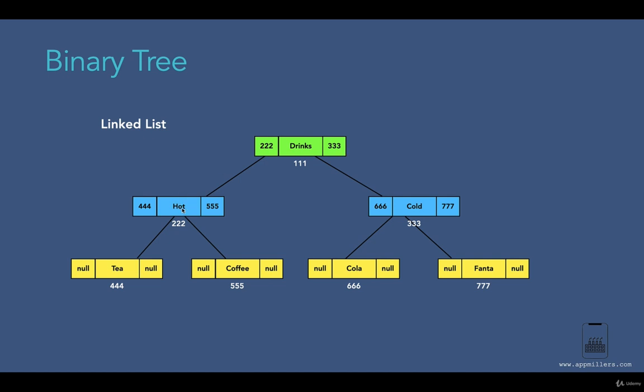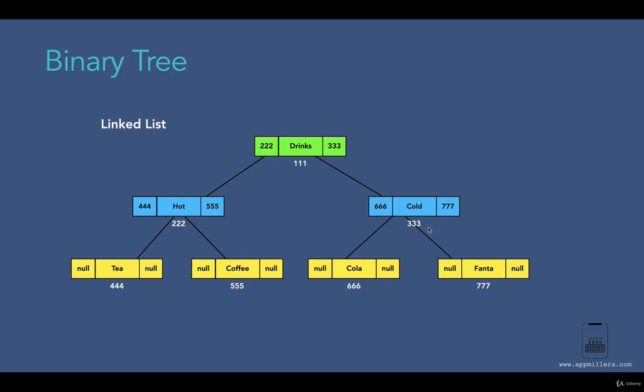Now if we continue to this node, we see it also has two children. Hot has children tea and coffee. The physical location of the tea node is 444, so on the left pointer of hot we have 444, and the physical location of the right child, coffee, is 555. That's why in hot at the right we have 555. Now when you go down, you can see that the leaf nodes' pointers are null. Tea and coffee do not have any child, so the left and right pointers of these nodes are null.